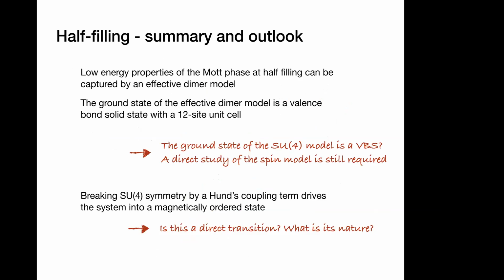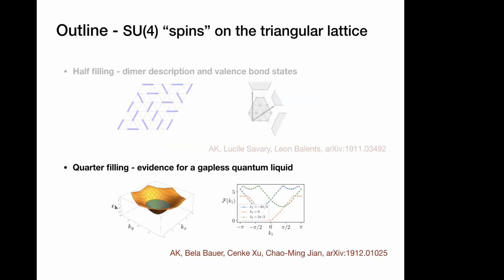So I'd basically like to summarize the half-filled case with those observations, and then I guess I'm running a bit low on time, but I'd like to continue into the case of quarter filling. Here I'd like to present some evidence for a formation of a gapless quantum liquid. This is work that was done with Bauer from Station Q, Tsenke Shu from Curious CSB, and Chaming Jian.